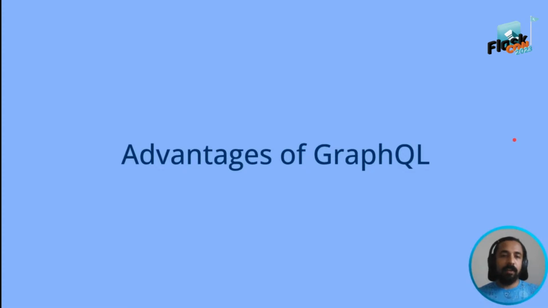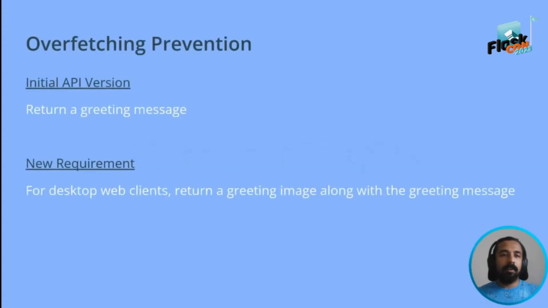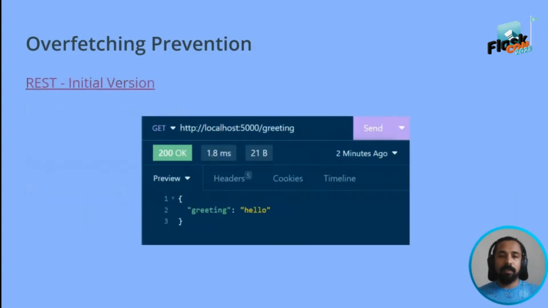Now let's take a look at various advantages of GraphQL. Initially, let's take a look at overfetching prevention. So consider the example of our REST API, which returned a greeting message. Suppose we are introducing desktop web clients and we require a greeting image to be sent along with the greeting message. This was our initial REST API.